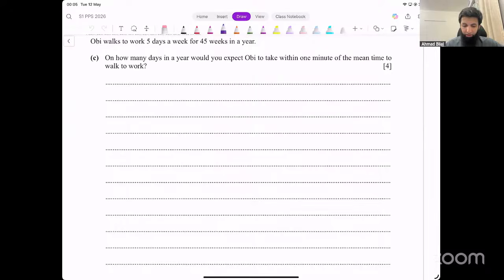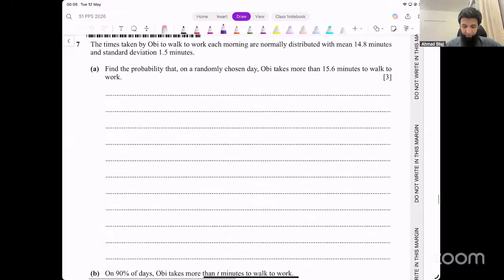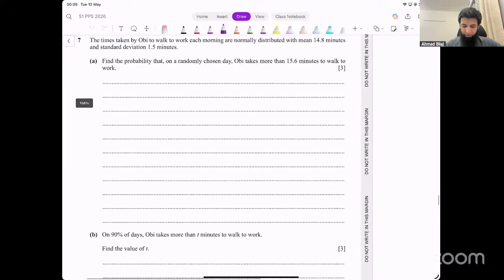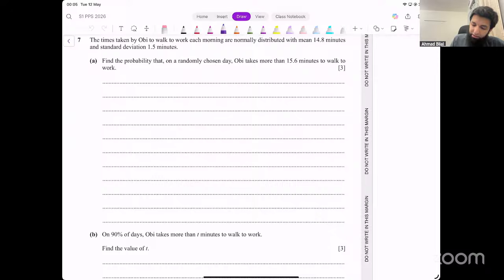Within 1 minute of the mean time to walk to work, 5 days a week for 45 weeks in a year. So times taken by him to walk to work each morning are normally distributed. Mean is this and standard deviation is this. Find the probability that on a random chosen day achieve. हमने कर लिया पहले. On a particular day takes more than 15.6 minutes to walk to work.